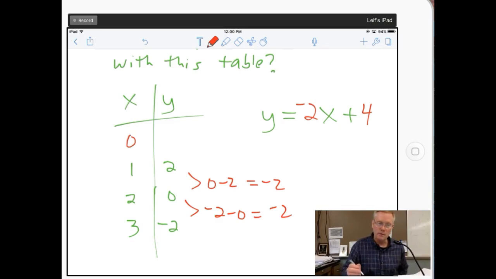If you're going up, you added 2 up the table, which means this is going to be 4, because I added 2 to get from here to here. Okay, so that's how you do it, and then you get the 4 that way. All right.